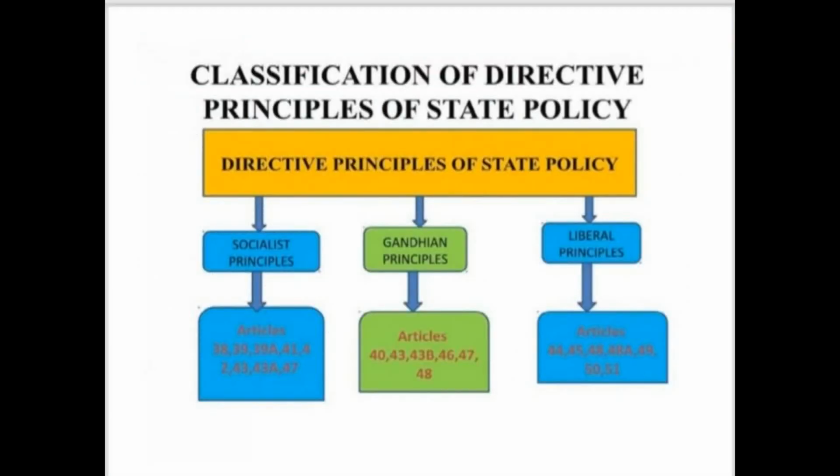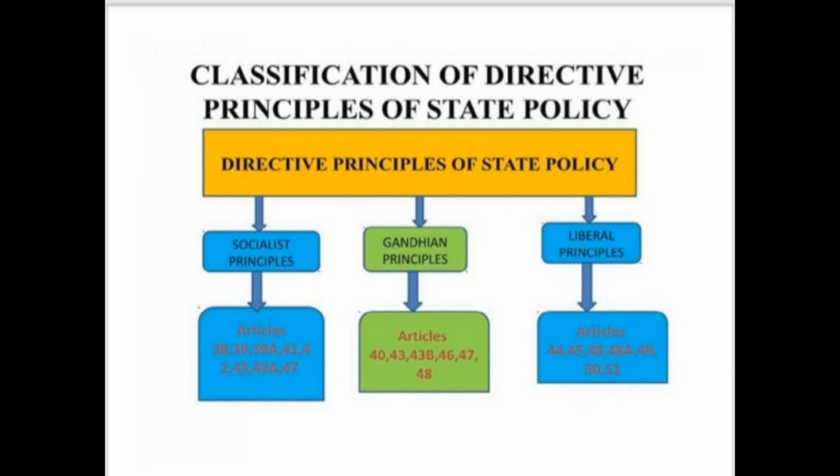Let us have a glimpse at the kind of directive principles which India has. The directive principles of our constitution are generally classified into socialistic principles, Gandhian principles and liberal principles. I will discuss all these terms in the later part of the chapter. This is just to give you an overview of what directive principles are and how they appear. They are covered from Articles 36 to 51.